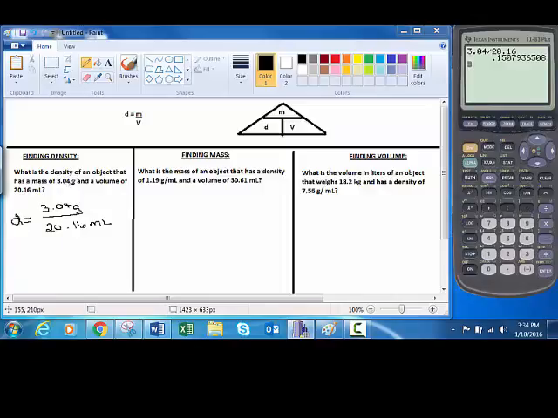According to our original problem, 3.04 is 3 significant figures. 20.16 is 4 significant figures. Because this calculation involves multiplication or division, that means that our final answer needs to have 3 significant figures. So the final answer is 0.151, and the unit is gram per milliliter.